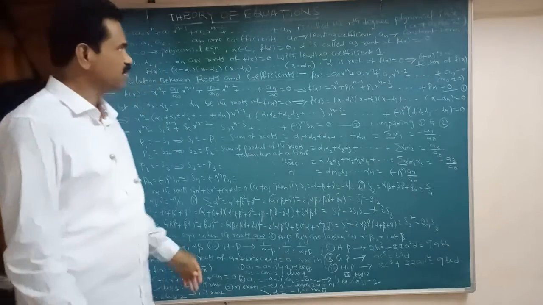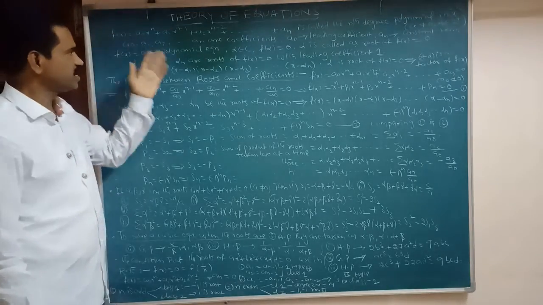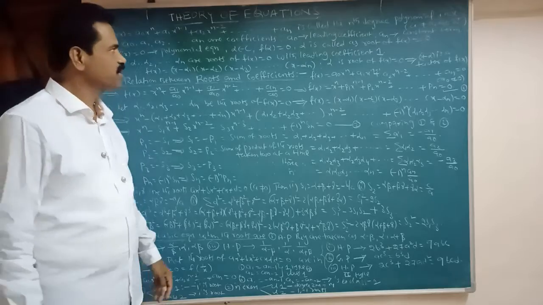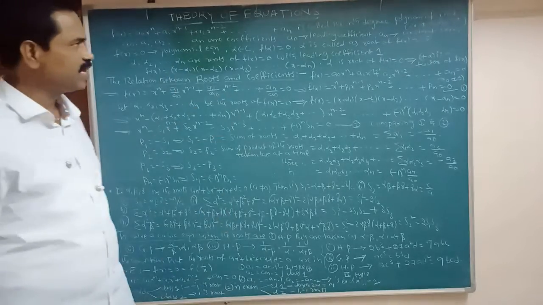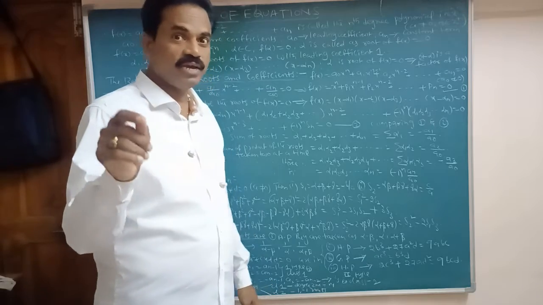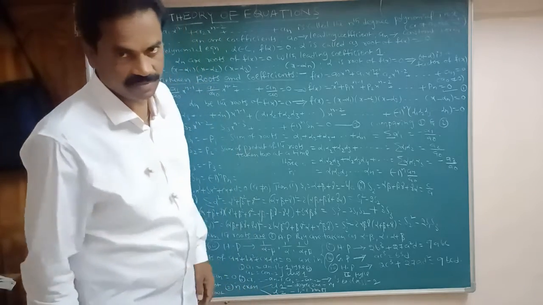Similarly, after that we will get more relations. First, f of x is a naught x power n plus a1 x power n minus 1 plus a2 x power n minus 2 and so on an, which is called an nth degree polynomial in x, where a naught is not equal to 0 and n is a positive integer.